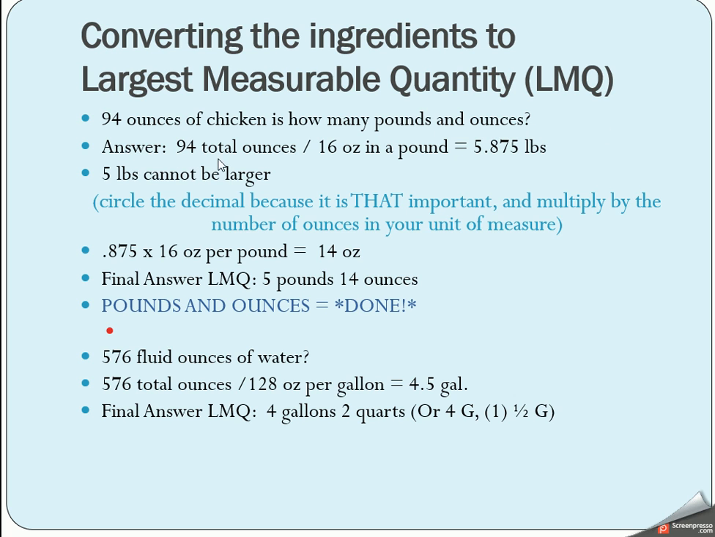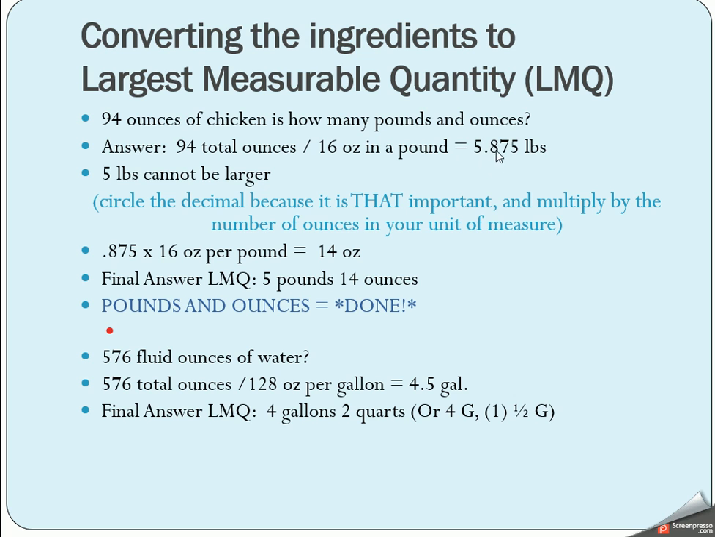So what I can do is take that 94 total ounces and divide it by 16 ounces that's in a pound. Every pound is 16 ounces. 94 divided by 16 gives me 5.875 pounds. So in class, I would tell you, put a box around that first number. Can 5 pounds be bigger? No, 5 pounds can't be bigger. 5 pounds is simply 5 pounds.